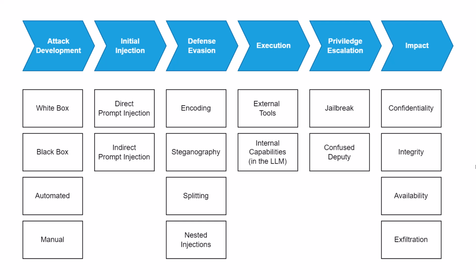From there, we look at our initial injection points. How do attackers get in? The two ways are direct prompt injection and indirect prompt injection. There's ways that an attacker can evade defenses, just like you would evade defenses in a traditional web application firewall. Execution, so what do we do once we're in the environment? Well, we try to access external tools or try to gather information from the GPT itself. And then that can lead to things like privilege escalation. And then, of course, the typical CIA security triad, which is confidentiality, integrity, availability. And then we can also do some data exfiltration. We'll see what that looks like in a moment.